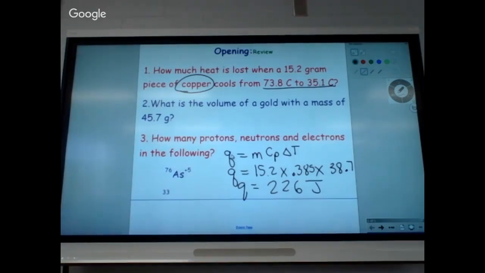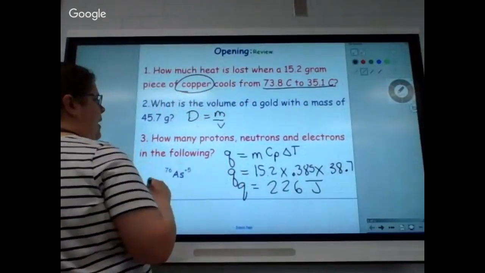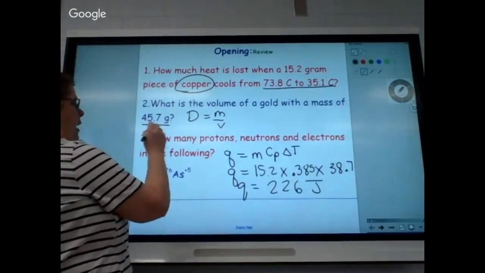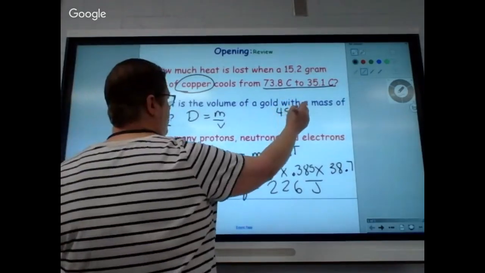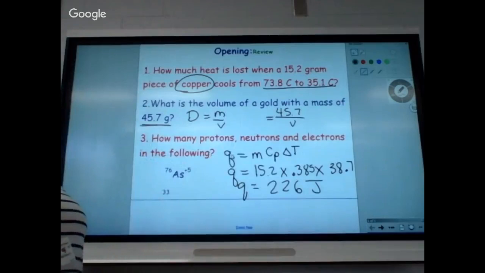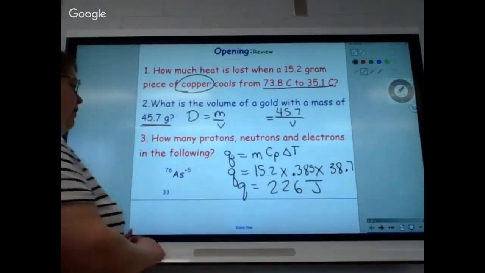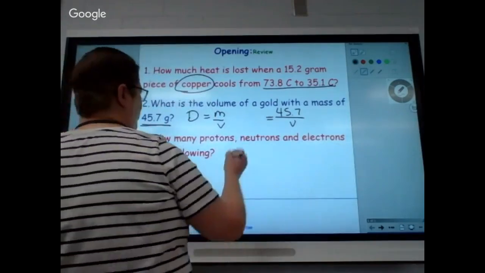All right, so number 2. How are we going to find volume? What formula had volume in it? Density equals mass over volume. All right. So if density equals mass over volume, we have a what right here? So mass is 45.7. I asked you to find volume. We have no density. Again, where do we find density? Find it on the orange sheet. And I gave you gold. Gold's density is what? 19.3?